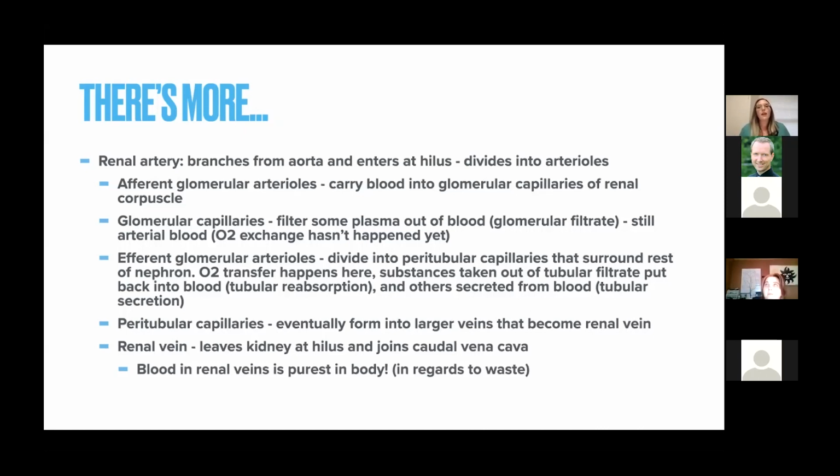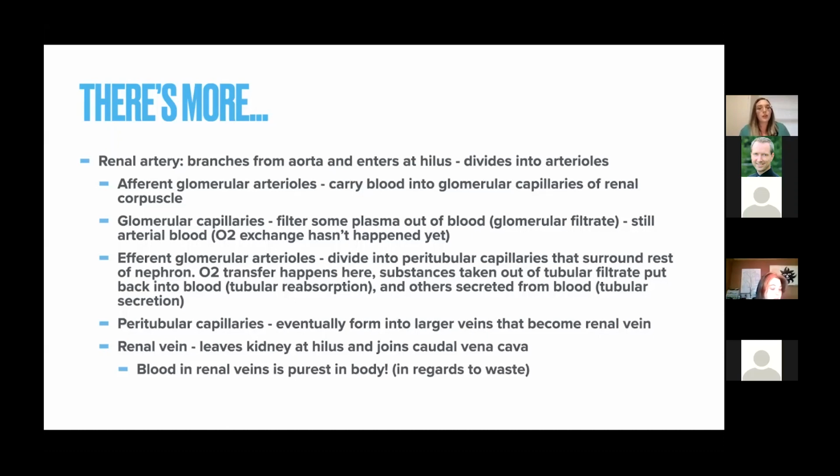filtrate. And at this point, it's still called arterial blood. So oxygen exchange hasn't happened. It's still oxygen-rich blood. Then we have the efferent glomerular arteriole. And this is divided into peritubular capillaries that surround the rest of the nephron. This is where oxygen transfer happens. And there are certain substances that are taken out of the tubular filtrate and put back into the blood. So this is reabsorption. And then there are other things that are secreted from the blood, and this is secretion.